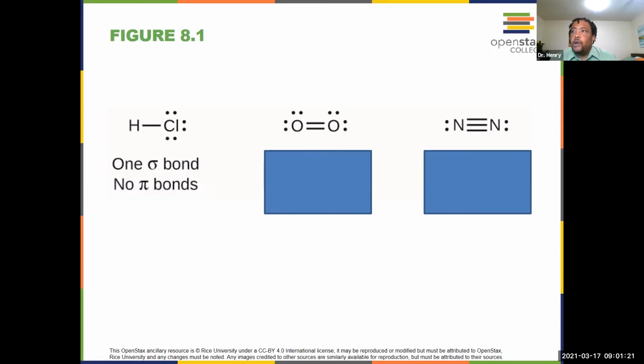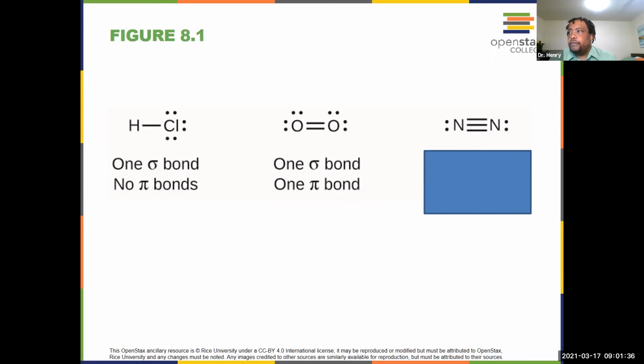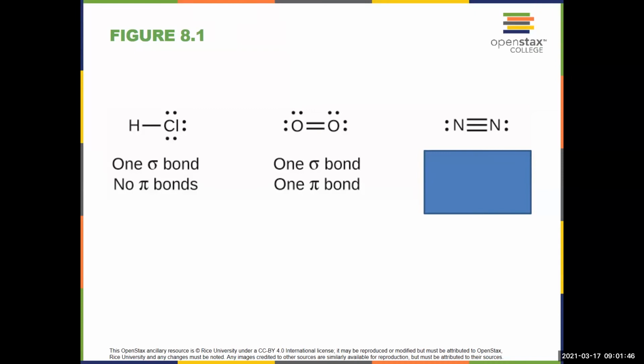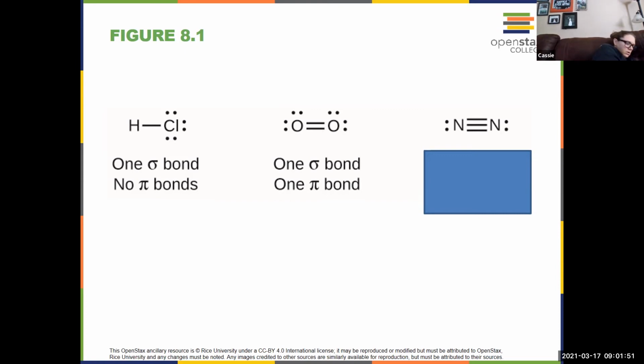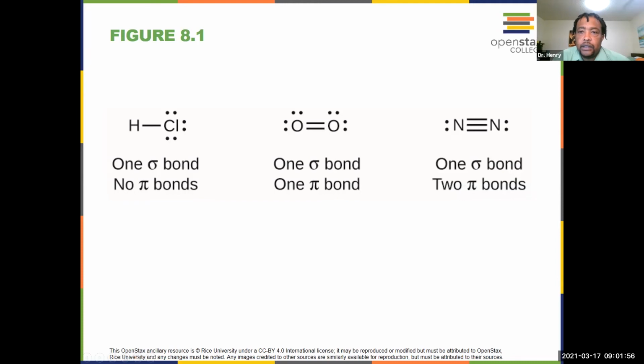Okay, what about O2? So would this be the sigma and pi? Okay, so it'd be one sigma, one pi. And then what about N2? It'd be one sigma and two pi. That's right. Okay.